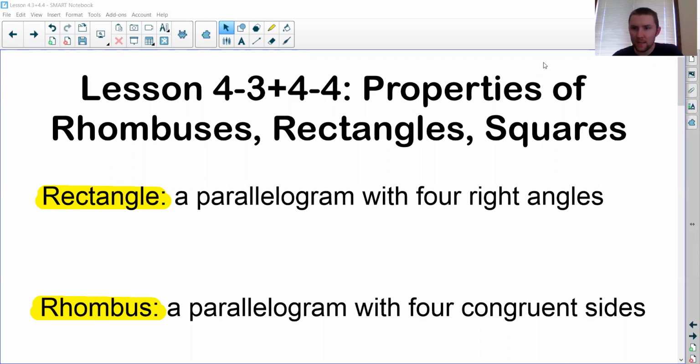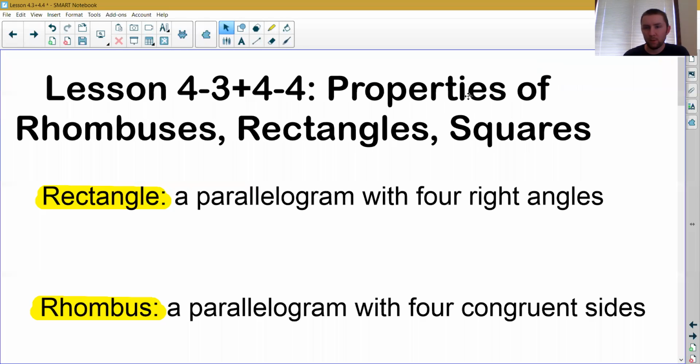And we're doing two lessons in one today just because they're both really short. We're just looking at properties of special parallelograms. In section 4.2, we were looking at properties of parallelograms, like about their angles and about the diagonals and the side length and things like that. And today we're going to talk specifically about three more specific and more special types of parallelograms, okay? And those are rectangles, rhombuses, and squares.